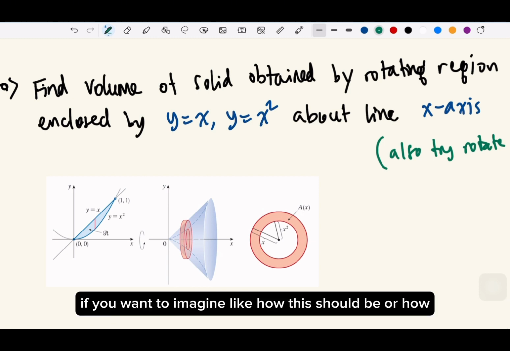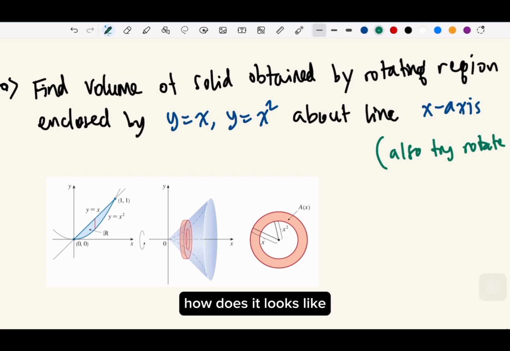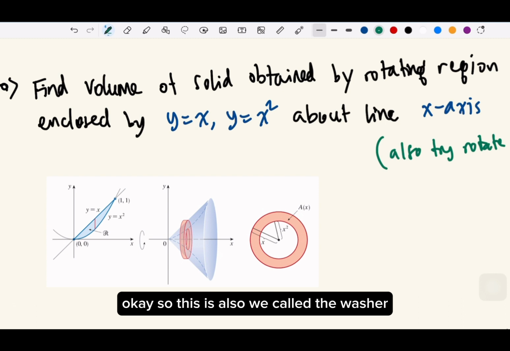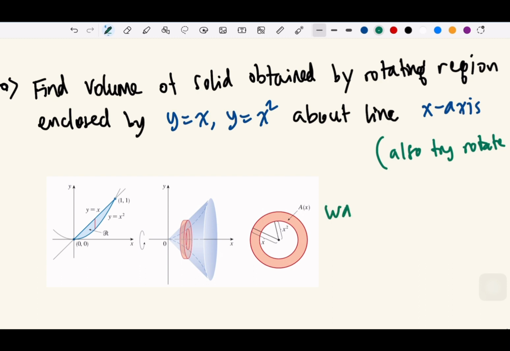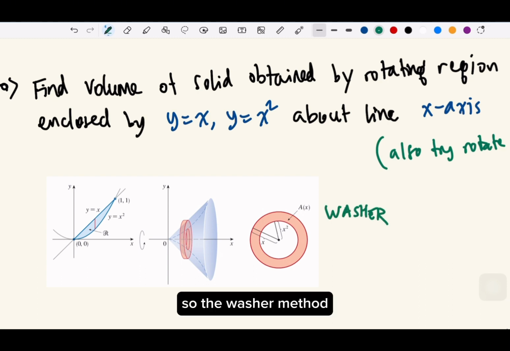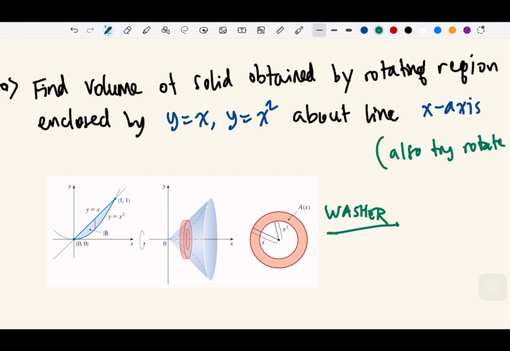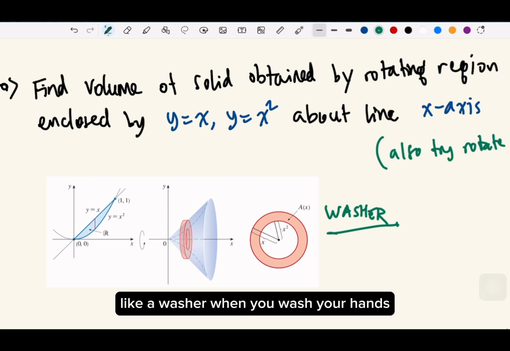If you want to imagine how this should look, it's like when you wash your hand in the bathroom. Similar shape, right? It can be like that. This is the sink, like going down the drain. Yes. Right. Okay. So this is also what we call the washer. This is what we call the washer method. So the washer method. Like a washer when you wash your hands.